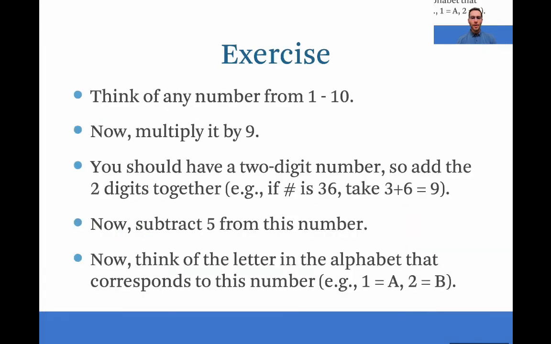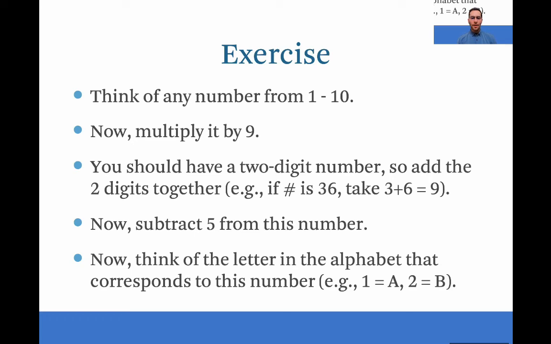Now let's do one more exercise to close out the video here. I want you to follow these instructions, and I'll read them aloud as we go through them. First, start by thinking of any number between 1 and 10. Once you have that number in your mind, multiply it by 9. You should have a 2-digit number now in your mind. So add those 2 digits together. For example, if your number is 36, take 3 plus 6 together and you will get 9.